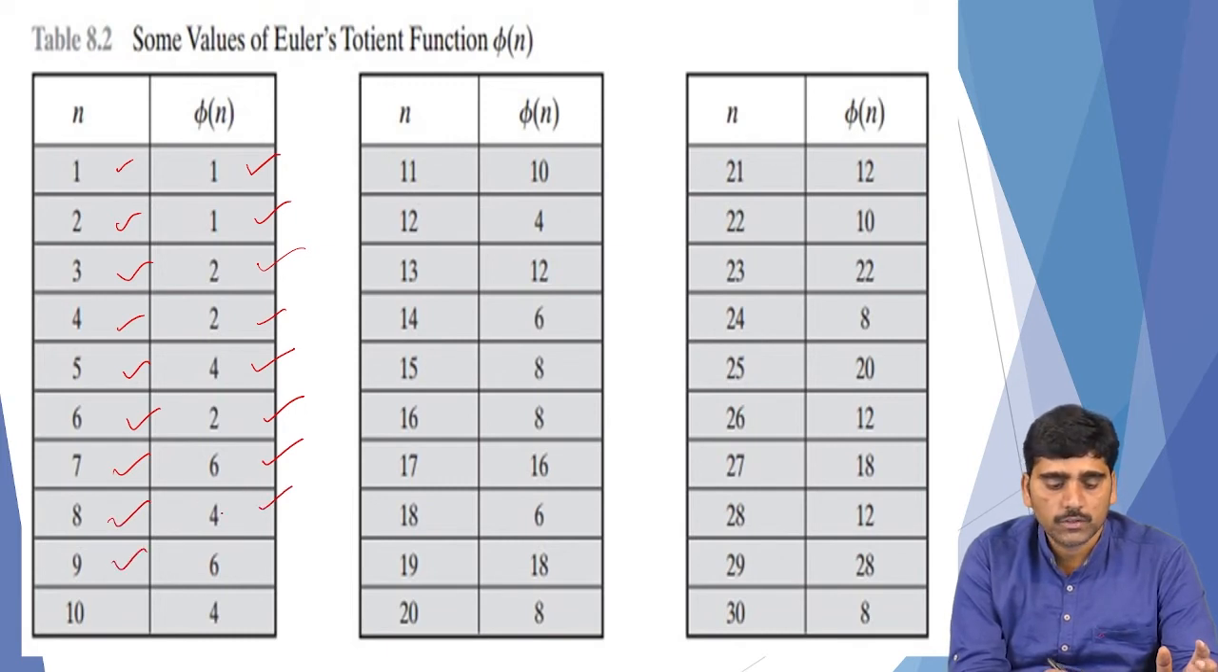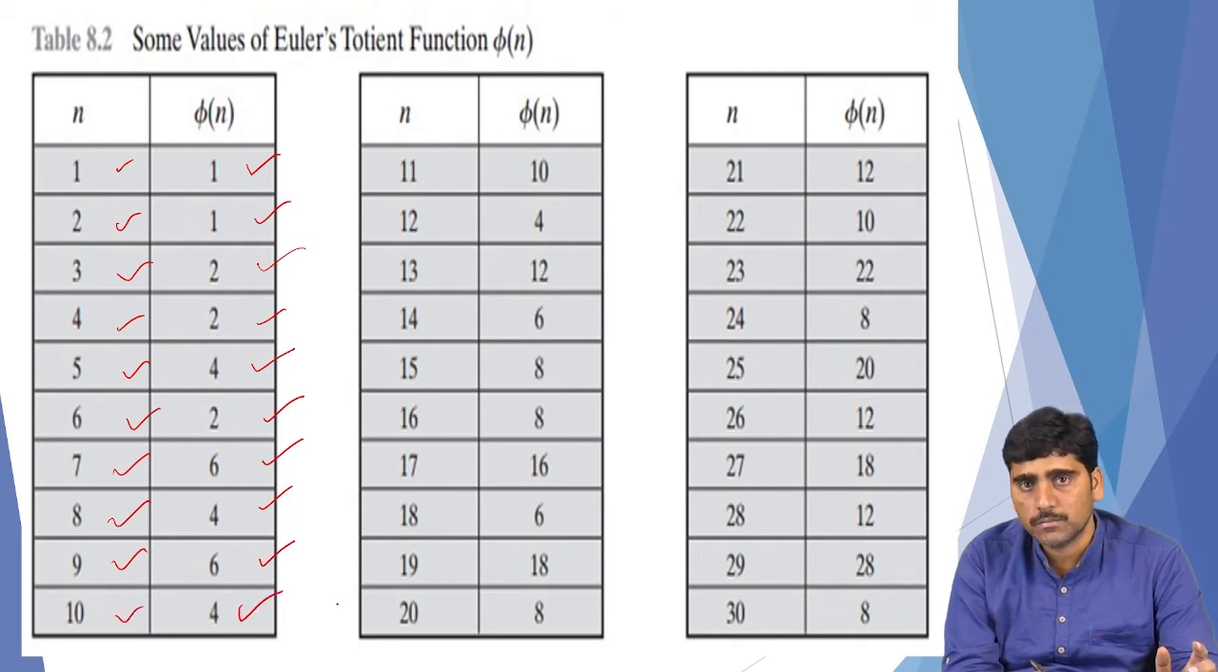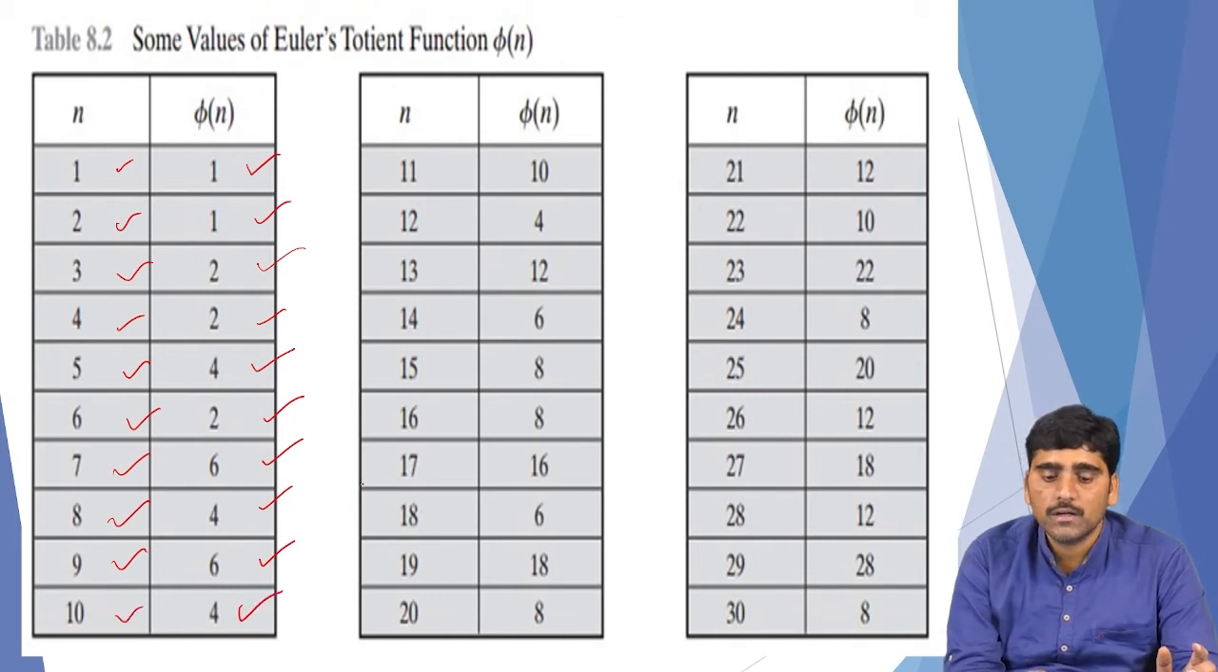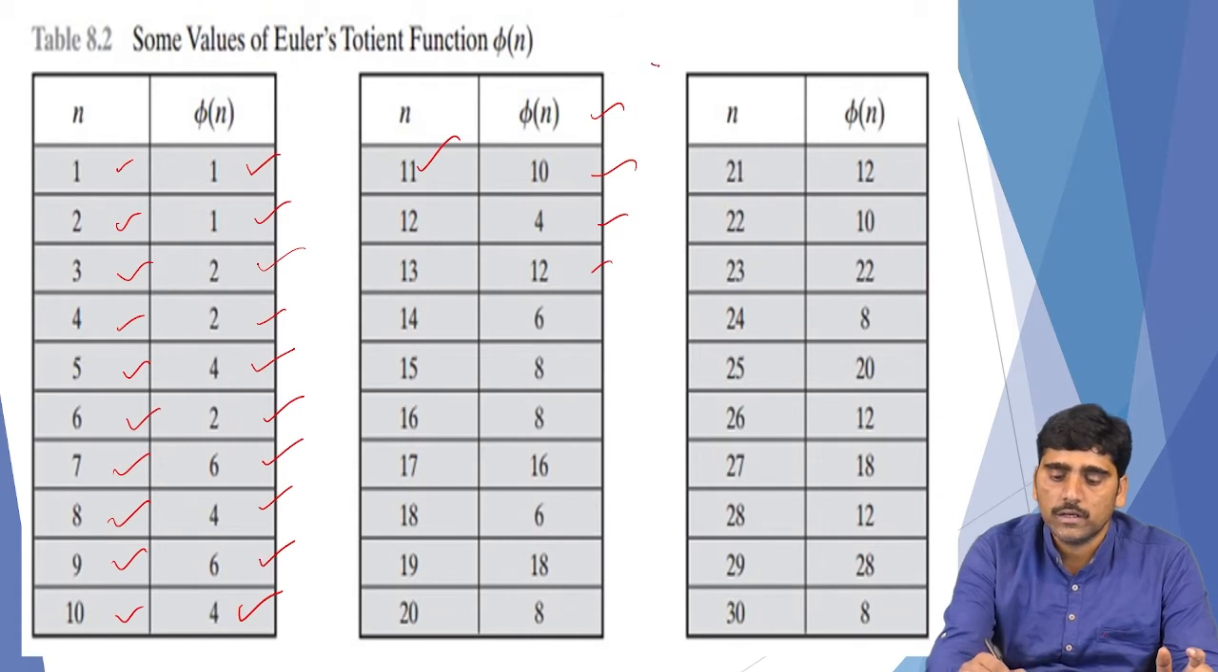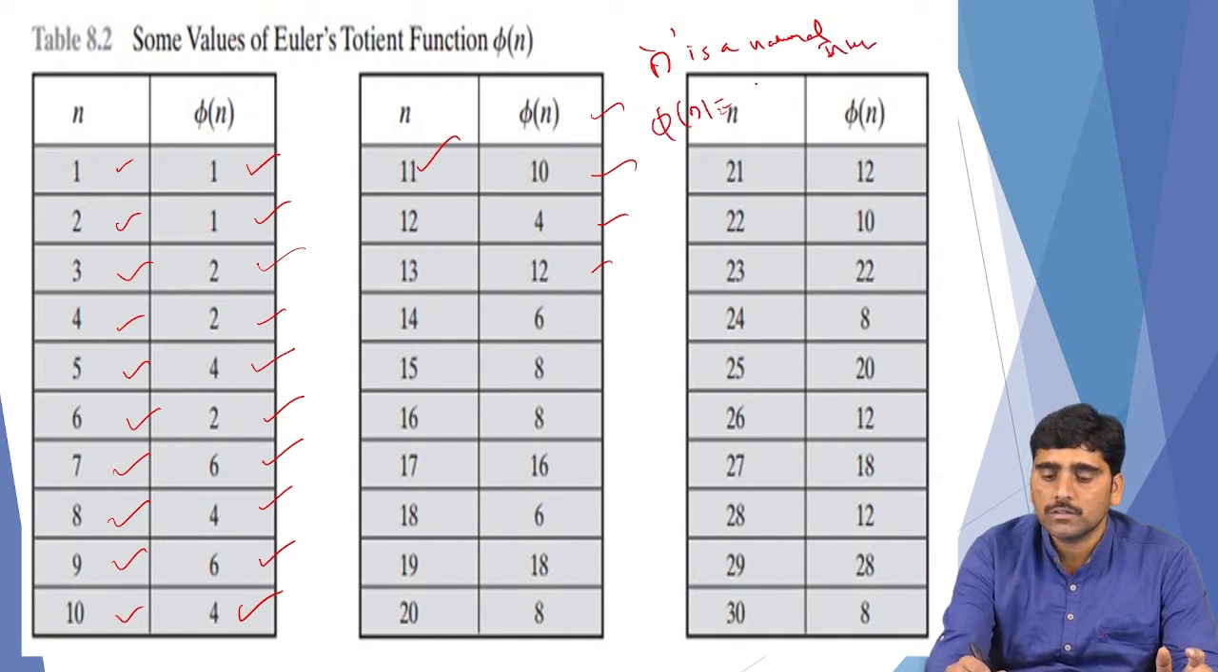N equals 9, phi of n equals 6. So this is the way you can see all the different n values and phi of n, the Euler totient function values. These are all the coprimes to all the n integers. So n is a natural integer, and phi of n is the Euler totient function value, or you can say the count of coprimes.